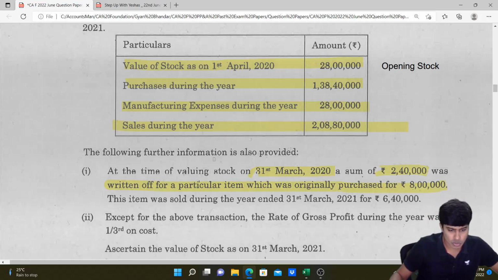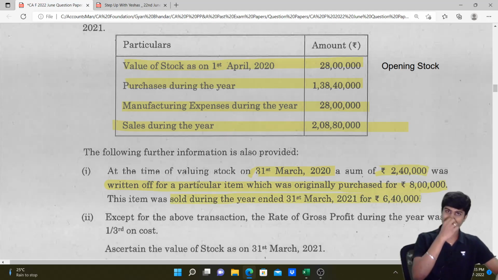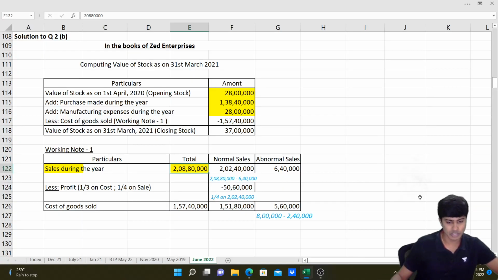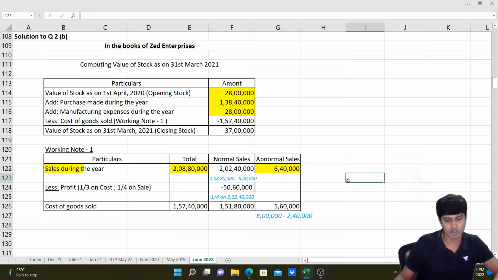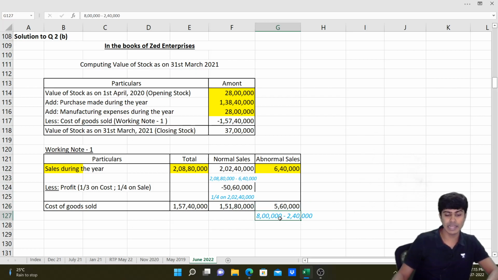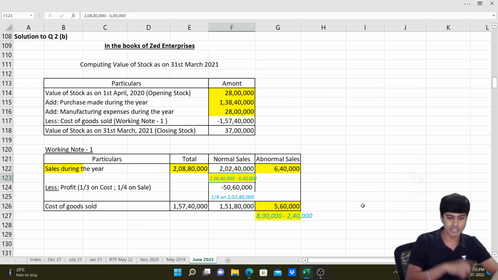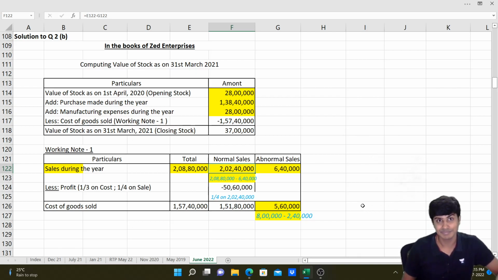This item was sold during the year for 6,40,000. So the selling price is 6,40,000. Let me write here, selling price 6,40,000 is abnormal sales, a special item. I told you 8 lakh minus 2,40,000, 5,60,000 is its cost. Then total sales is 2 crore 8 lakh 80,000. Abnormal item sold is 6,40,000. So what is normal sales? 2 crore 8 lakh 80,000 minus 6,40,000. That is 2 crore 2 lakh 40,000.